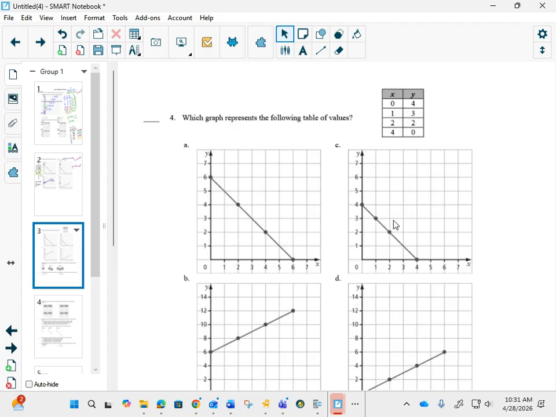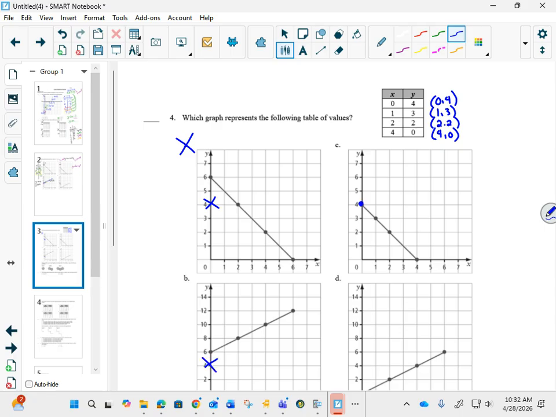That was case 12. Okay, question number 4. They have the table of values. The table of values always represents points, so I'm going to write each of these as points. And if we label these points on the graph, 0, 4 is right here. So this one's bad. This one is good. This one is bad. That first point is enough to tell us the answer needs to be C.